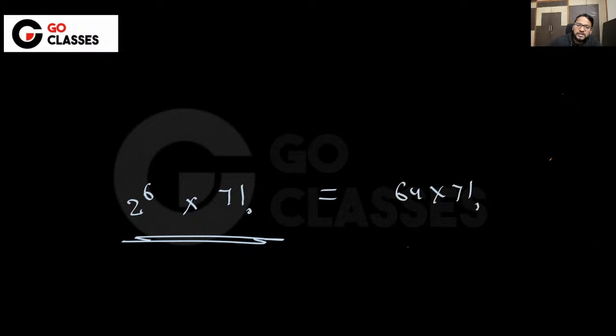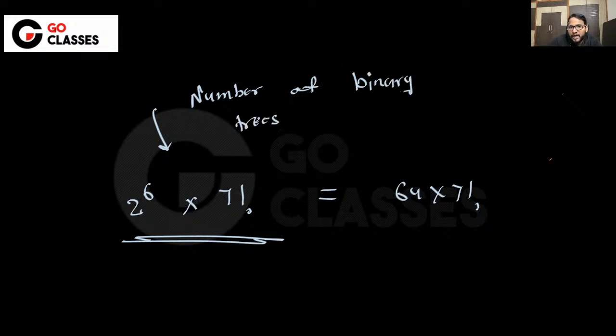So if they just ask you the number of binary trees with height 6, then this will be your answer. Let me know if you have understood or not. Cool.